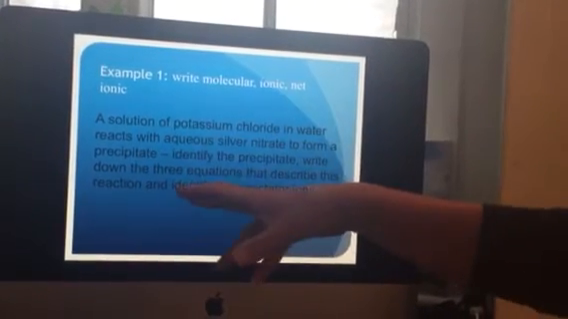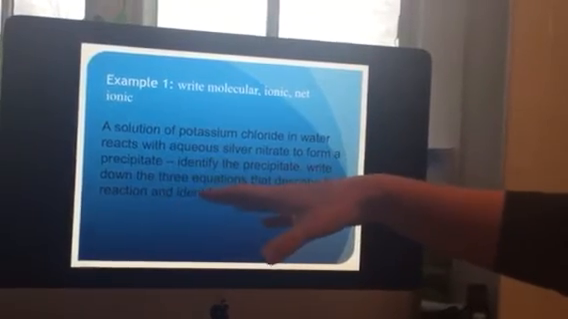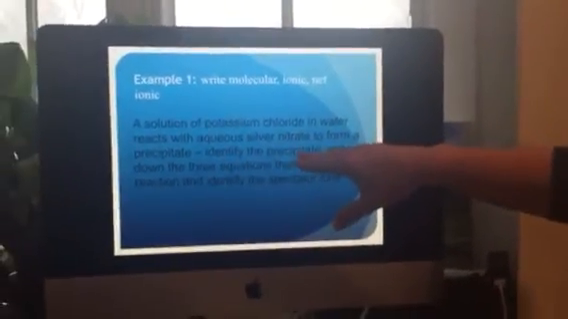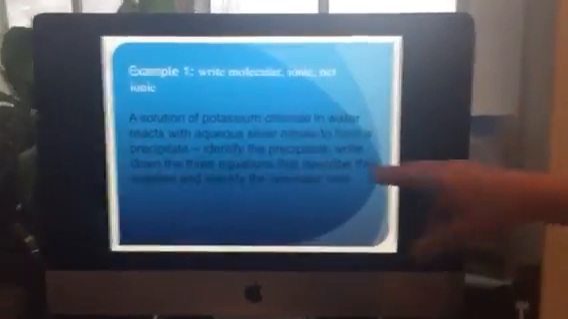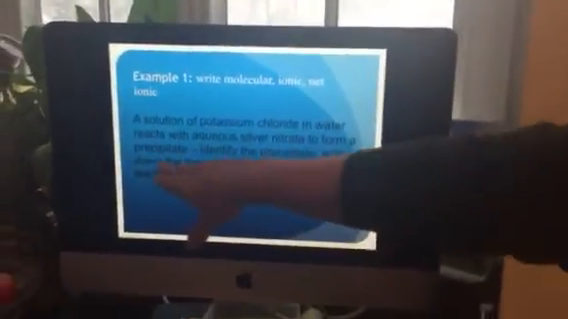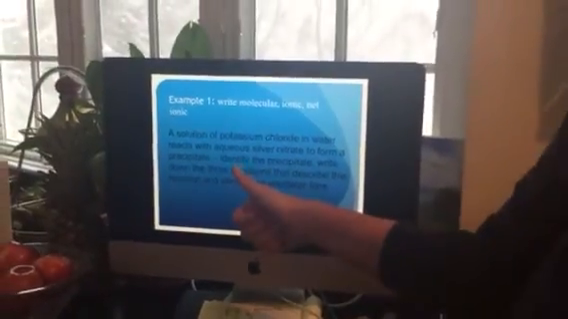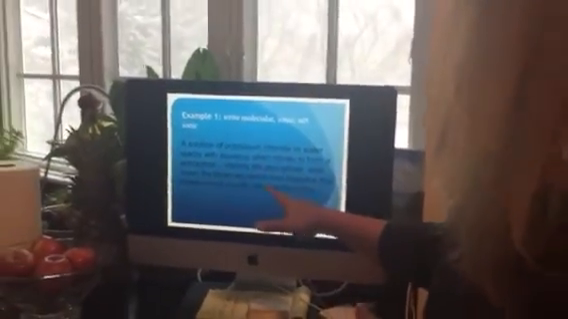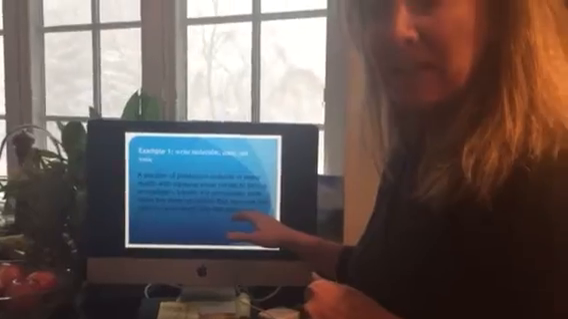Everyone should get out a piece of paper and let's try to write this. We're going to identify the precipitate using our solubility table, that yellow sheet that I gave you yesterday. We're going to write down the molecular equation, write down the ionic equation, and then cancel out our spectator ions and write our net ionic equation. All right, Katie, let's help us out here.